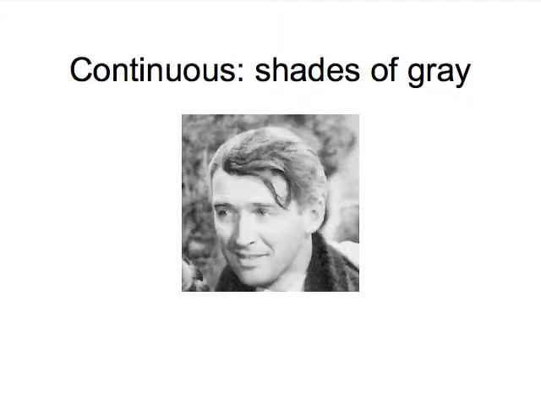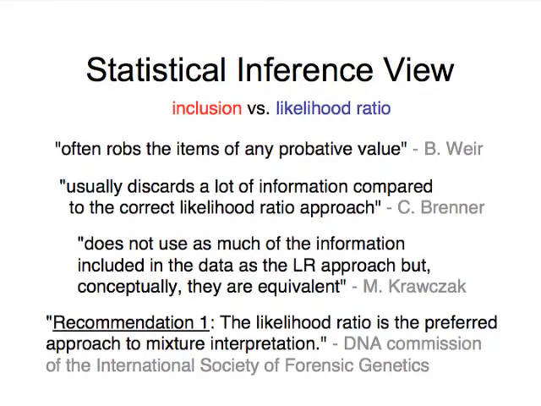this is Jimmy Stewart in It's a Wonderful Life, which was quite relevant to this case because the Jimmy Stewart Museum is next to the courthouse where the trial was held. And so this shows how thresholds tend to lose information. There was an article that was quite important. It's been very important in DNA. It came out in 2006.